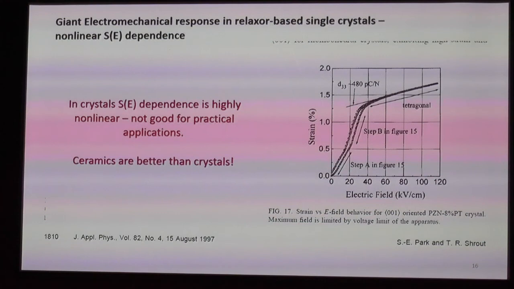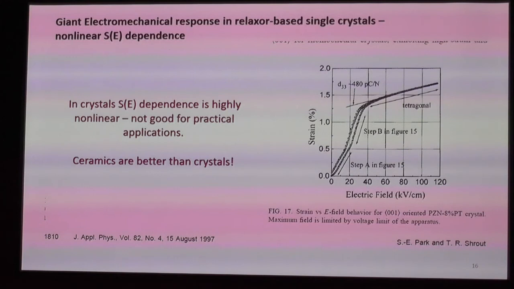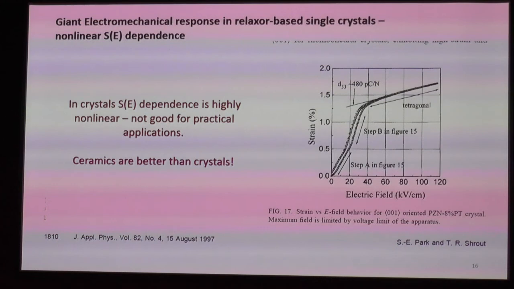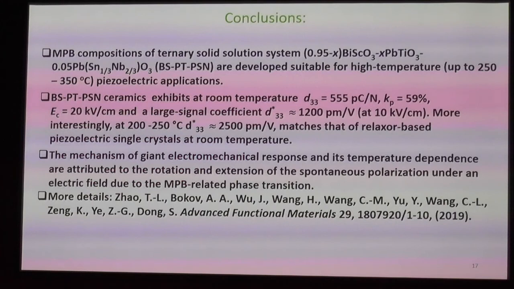Why do we have a linear or approximately linear relation in ceramics? It is because the direction of the field with respect to crystallographic directions is different in different ceramic grains, and this transition becomes diffused in terms of energy, in terms of electric field. Usually we know that properties of crystals are better than the properties of ceramics, but this is a rare example where ceramics works better than crystals. We have linear dependence. These are the brief conclusions, and thank you for your attention.